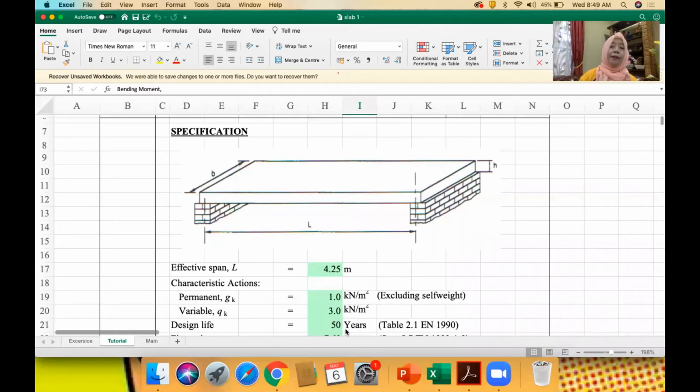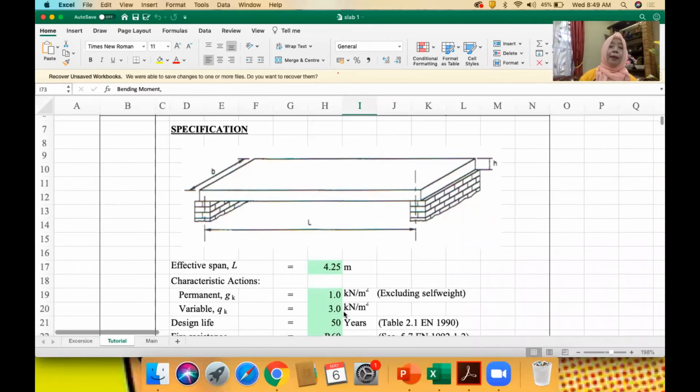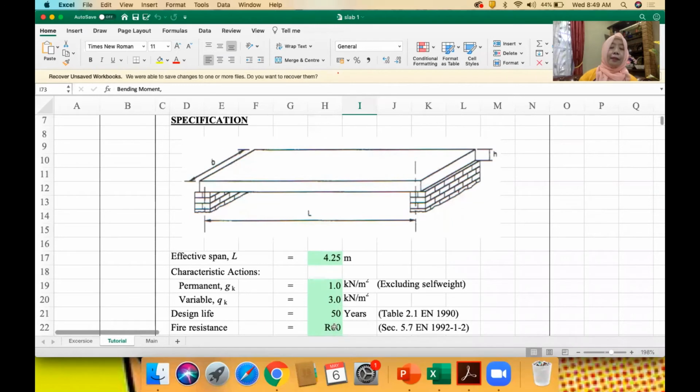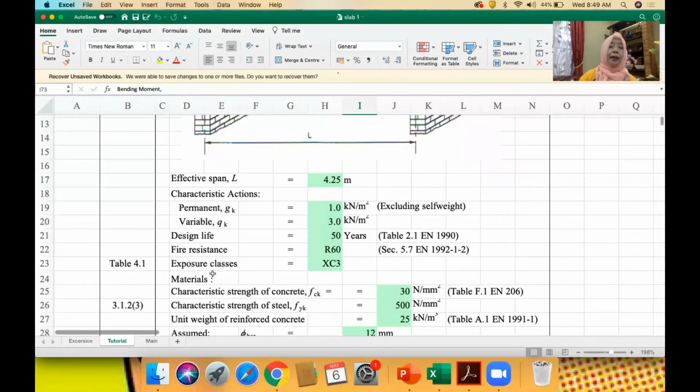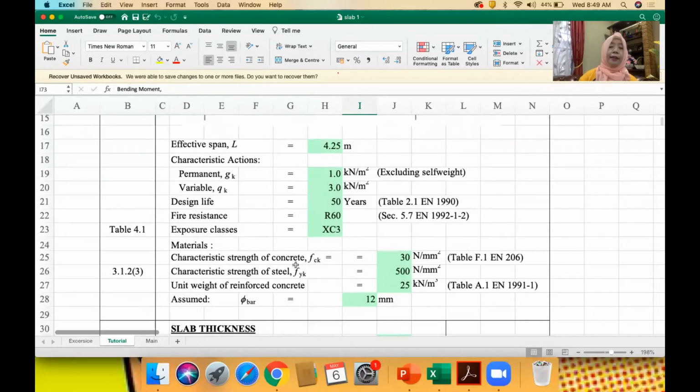Design life given is 50 years, normal building. Fire resistance R60, and exposure class XC3. The characteristic fck is 30, given here, obtained from the table. Characteristic strength of steel is 500, unit weight of concrete 25. You need to remember. Assume the bar is 12. You can assume 8, 10, 12, or even 6.